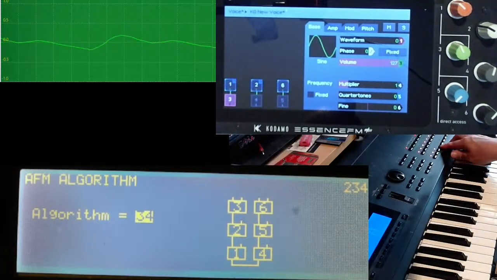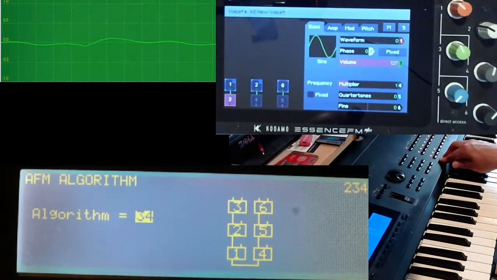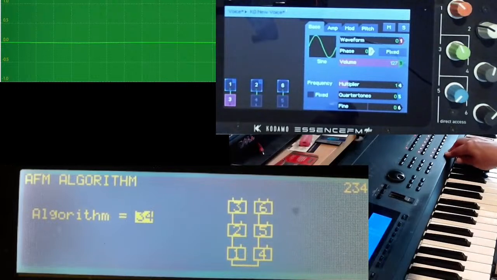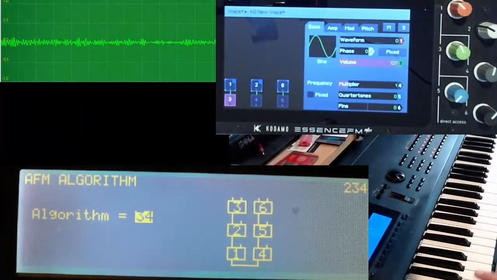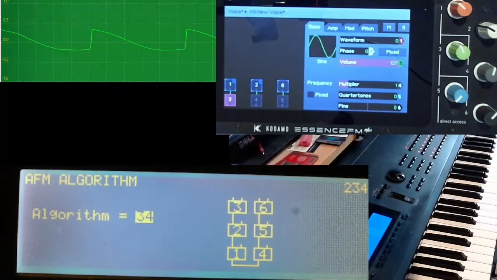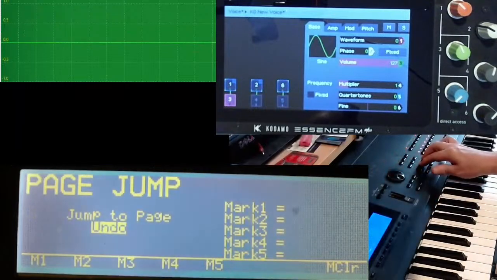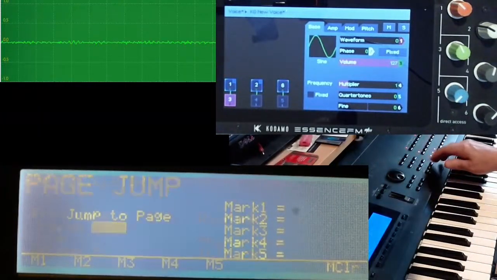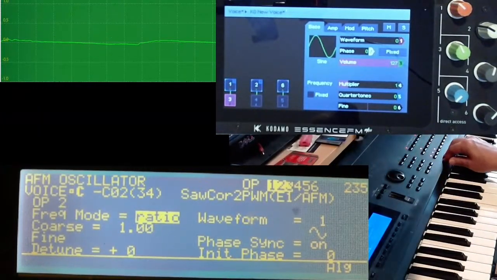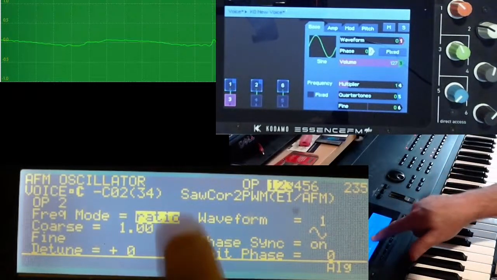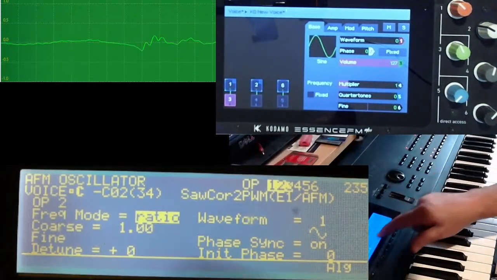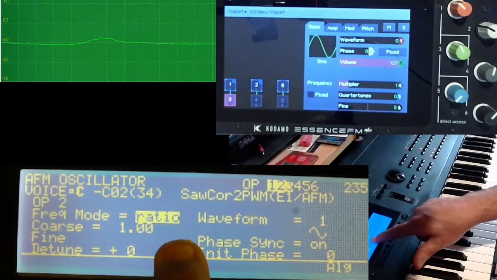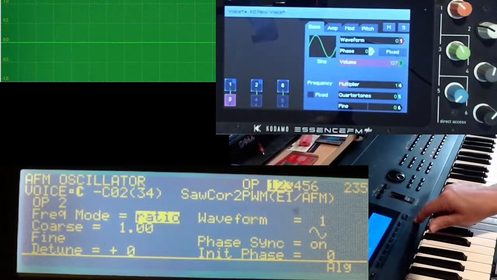So what I've done is I've muted ops 4, 5, and 6 here. And we're just going to be playing right now with the first stack of 1, 2, and 3. Let me kill the effects there. Sorry. So what I've done here is essentially created a basic FM square wave. And how I've done it is essentially self-feedback on a single operator. So operator 2 is basically our audio source here.